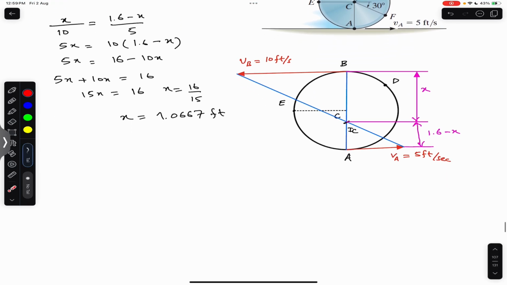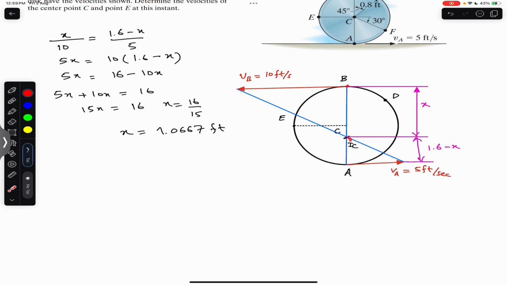So now we know this x, the distance of point B from the instantaneous center, and once we know this x, we know the distance of point A from the instantaneous center. Now we can find the velocity of point C. The velocity of point C is going to be towards the left, since the disk is revolving in the counterclockwise direction. So the velocity of point C will be due to that angular velocity about this instantaneous center. So we are going to have VC.